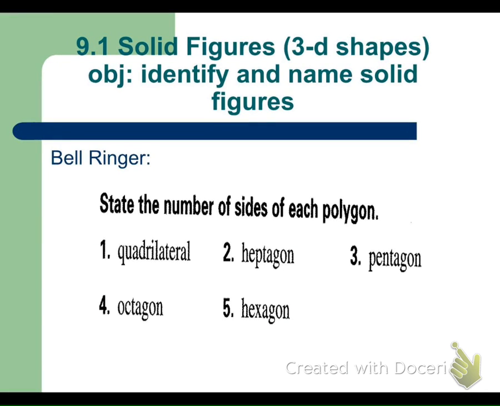Okay, so your objective, which should be at the top of everybody's page at this moment, is identify and name solid figures. That portion should be at the top next to your name. After that, we want to state the number of sides. This is a flashback to 2 chapters ago. How many sides does a quadrilateral have? 4. Quad, right? 4.